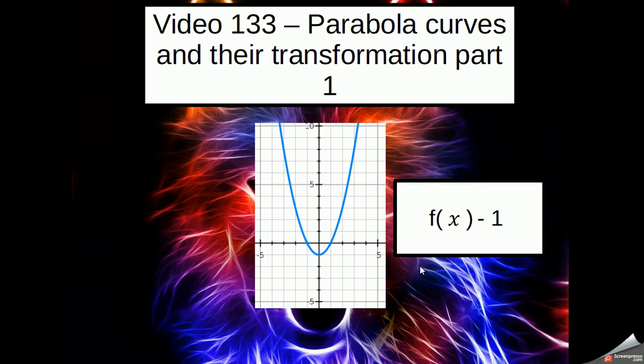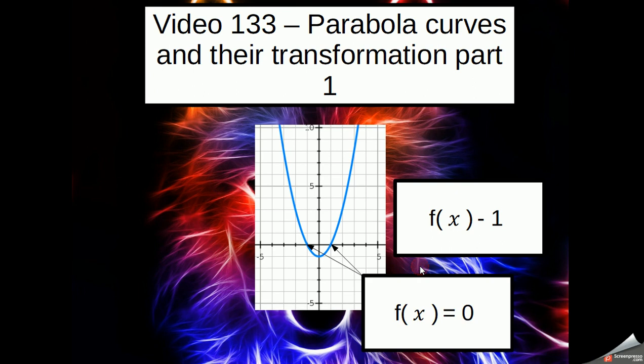Also, when we've got the function of x and we take away 1, that's going to move the graph downwards. And another note at this point is that there are now 2 answers to the equation where the function of x is equal to 0. So in this case, where x squared minus 1 is equal to 0, the answer would be by here and by here.